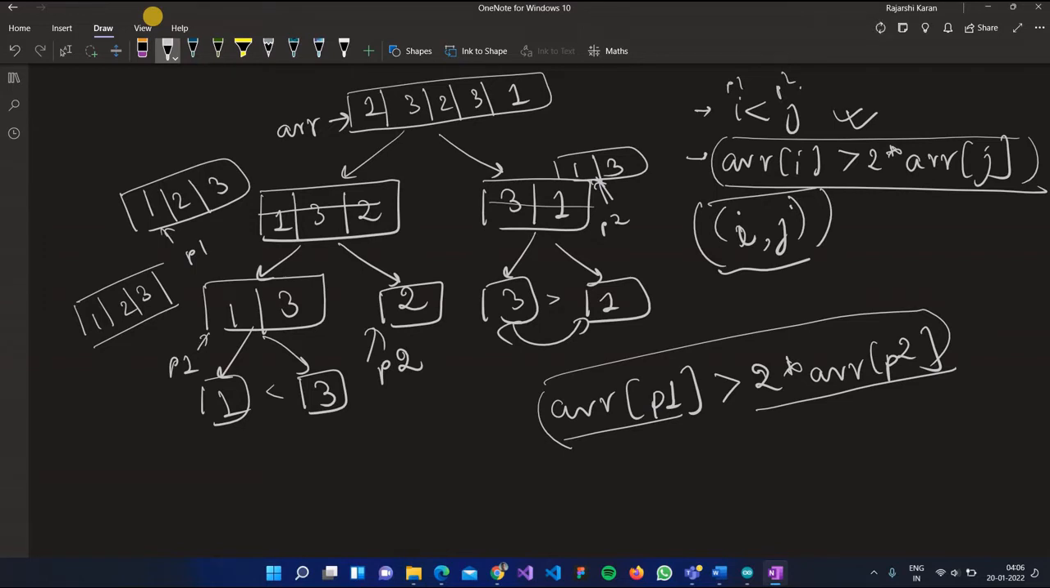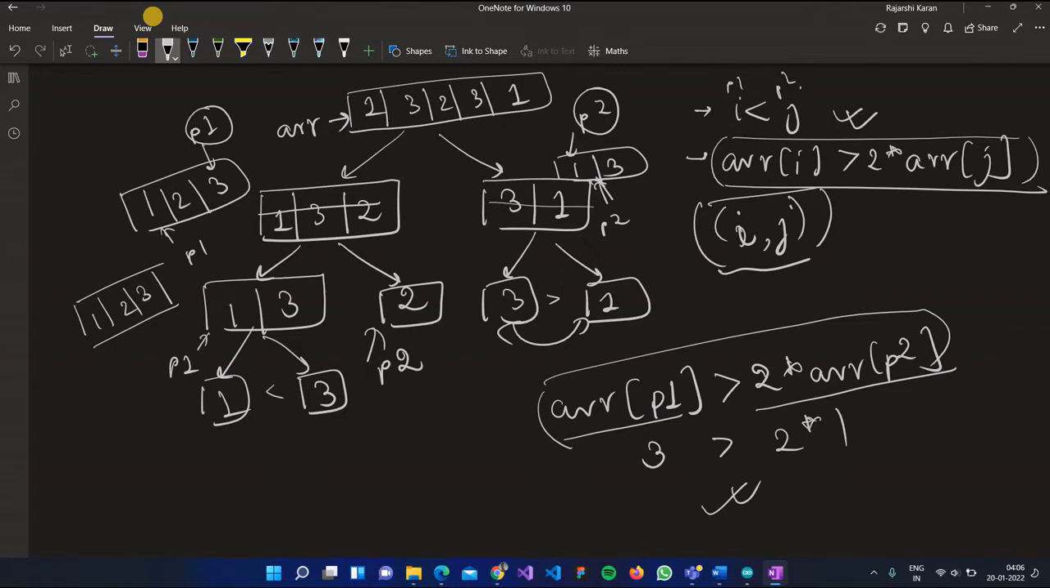Okay, as you can see, suppose P1 is over here and P2 is over here. In this case, we are going to see that this condition stays true, right? Because if array P1 is 3, it is greater than 2 into 1. So yes, this condition is true.